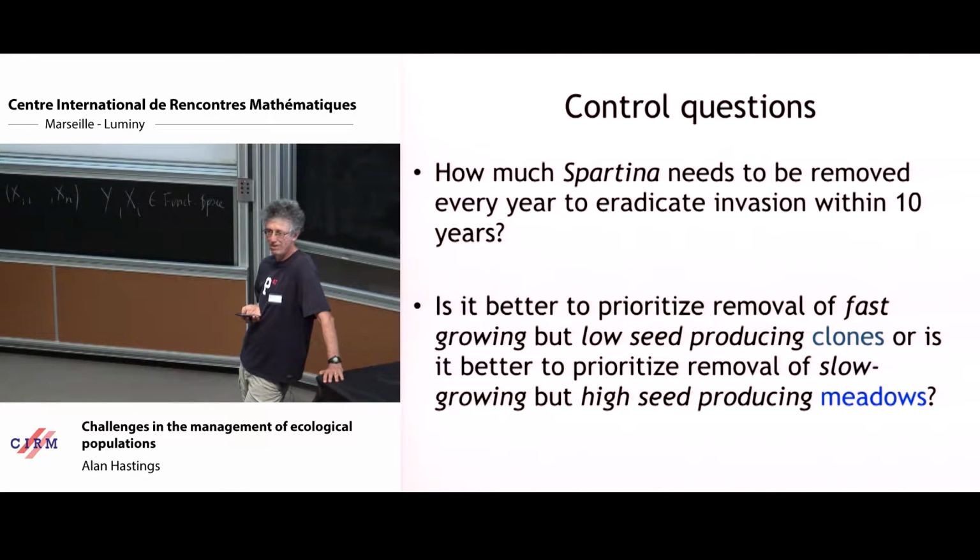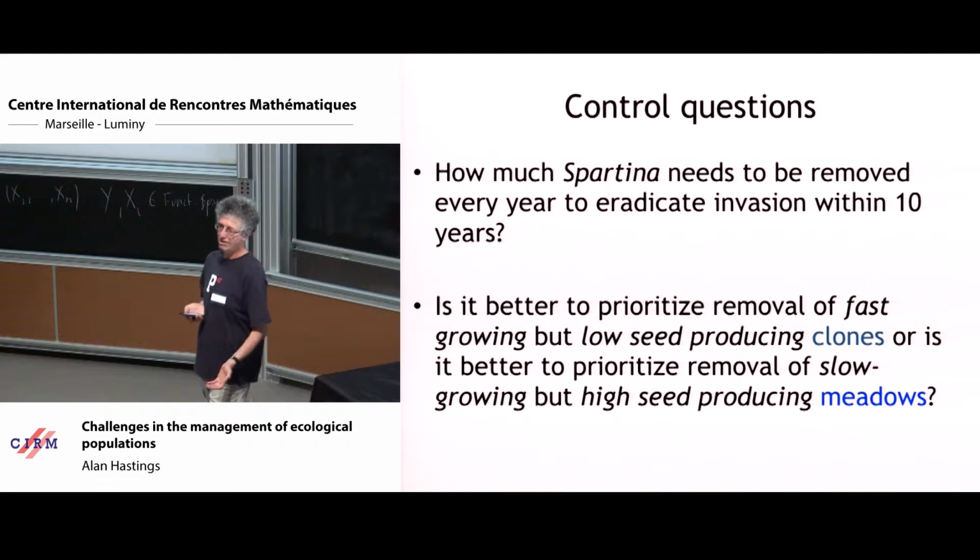And not too far away from here is the place where Caulerpa got introduced into the Mediterranean. And again, people looked at it, oh, this is cute, it can't possibly survive there. And by the time they realized it was a problem, it was too late.